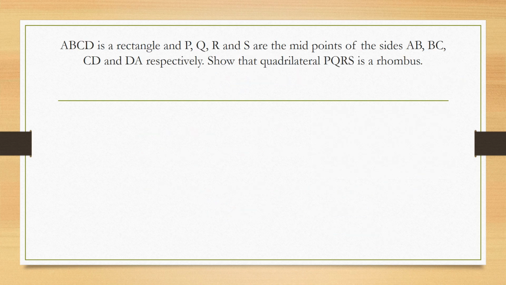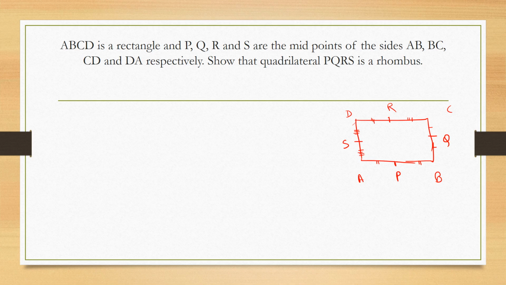Again, this is a concept based on quadrilaterals, right? Question is saying ABCD is a rectangle. PQRS are the midpoints of AB. Let's start with AB, then BC, so anti-clockwise, right? These are the midpoints, remember. That means this will be equal to this, this with this, this with this, and this is equal to this, right?